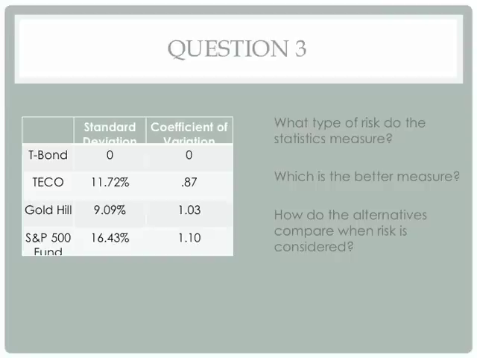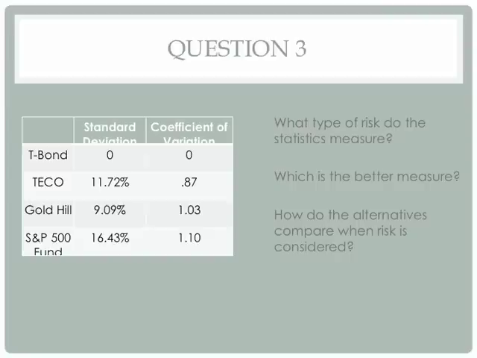Question 3. The table here lists the standard deviation and coefficient of variation for each of the four alternatives. For standard deviation, T-bond is 0, TCO is 11.72%, Gold Hill is 9.09%, and S&P 500 Fund is 16.43%. For coefficient of variation, T-bond is 0, TCO is 0.87, Gold Hill is 1.03, and S&P 500 Fund is 1.10.